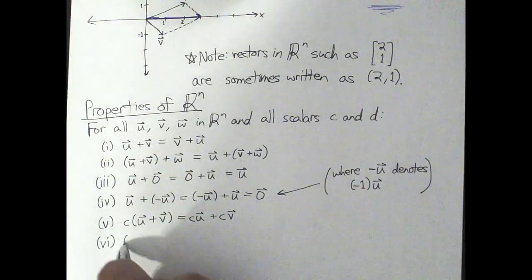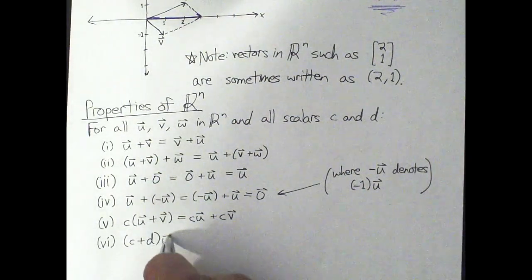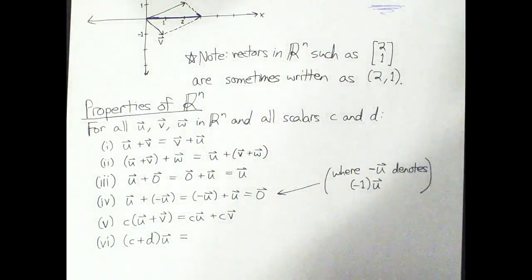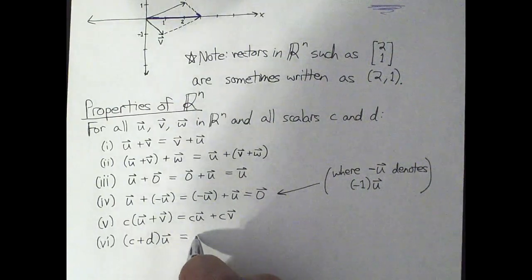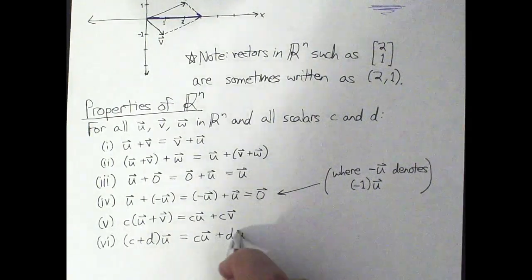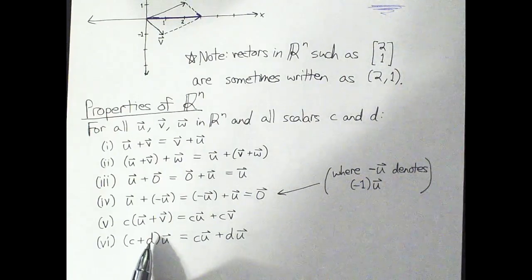The next property is, what if we have two scalars being added together and then a vector? Maybe you could think to yourself before we finish this, how would you expect those parentheses to act? Well, it does work that you get cu plus du. You can distribute the c times the vector plus the d times the vector.